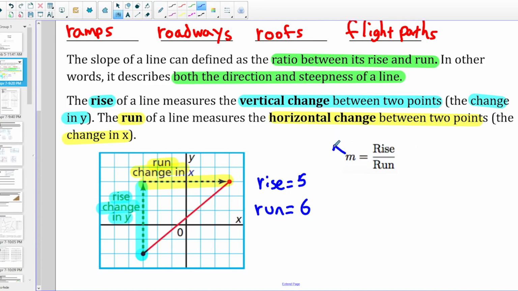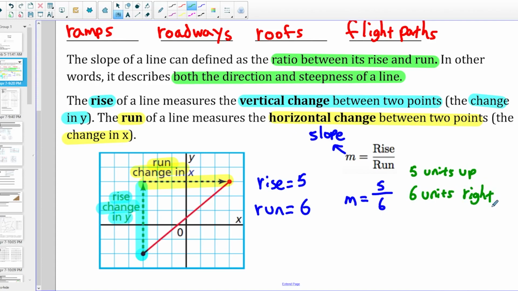So if we're looking at this formula, m is equal to rise over run. We use m as our variable for slope. If we were to plug in our rise and run into this formula, we get m is equal to 5 over 6. To interpret what this means, we would say that since our slope is 5 over 6, for every 5 units that we move up, we move 6 units to the right.